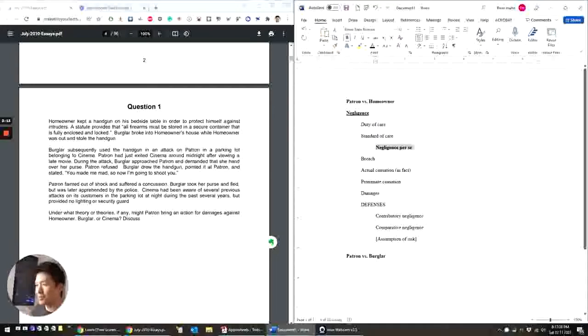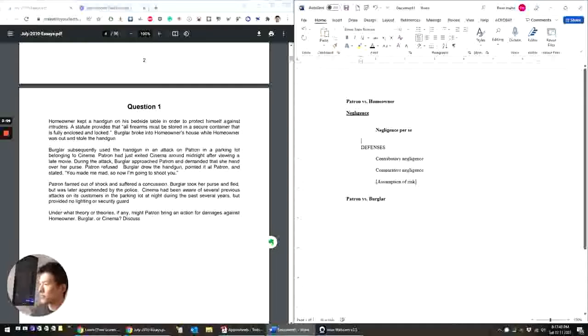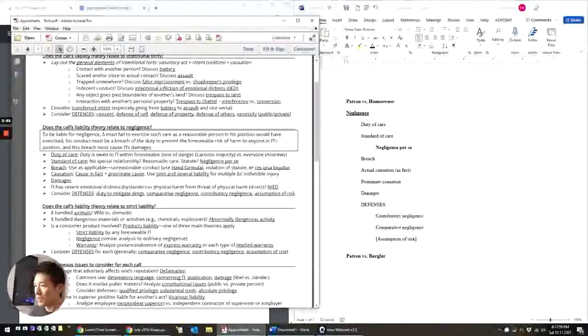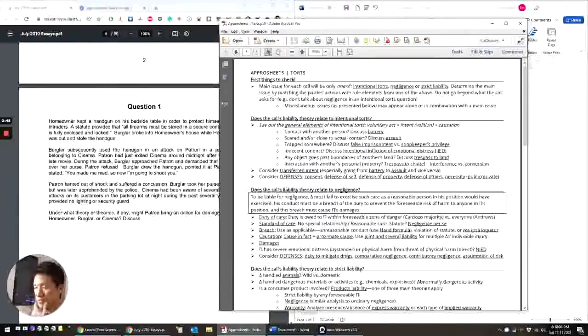You may want to note down negligence per se. So you might have something like this, just as your brief issue outline. But just for illustration purposes, I'm going to include everything here. So patron versus burglar. That seems to be not really about negligence. It's more about intentional torts. So the burglar did something intending to have a certain outcome: steal her purse.